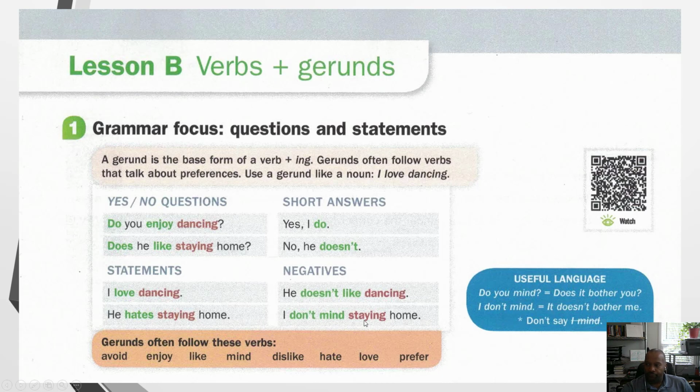Gerunds often follow these verbs. So these verbs really help us. These are our verbs of preference, right? This helps us to understand when we're talking about gerunds and when we're talking about tense. All right?